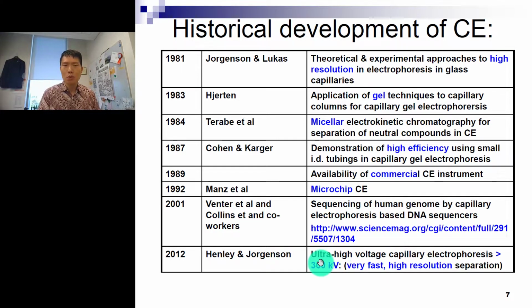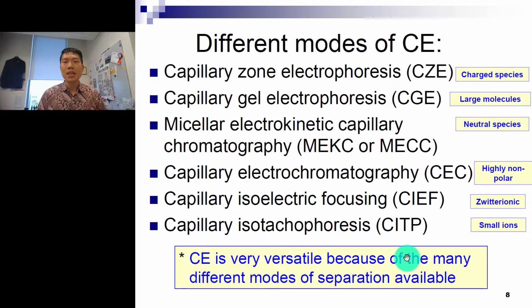And the later development is a much higher voltage CE, about 300 kilovolts here, super fast and high resolution. Why super fast? You can tell from the voltage alone. When you have a big potential difference, of course, you can move something that's charged at a higher rate. So in general, there are different modes of CE.